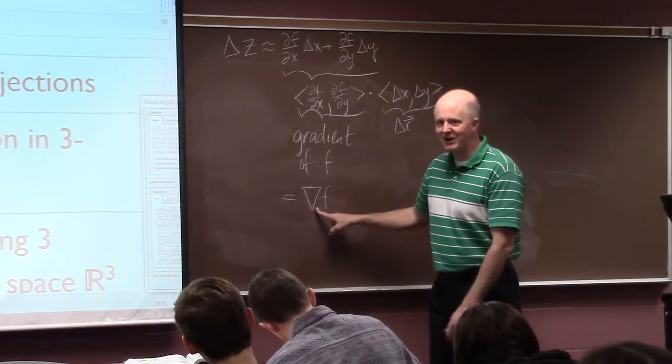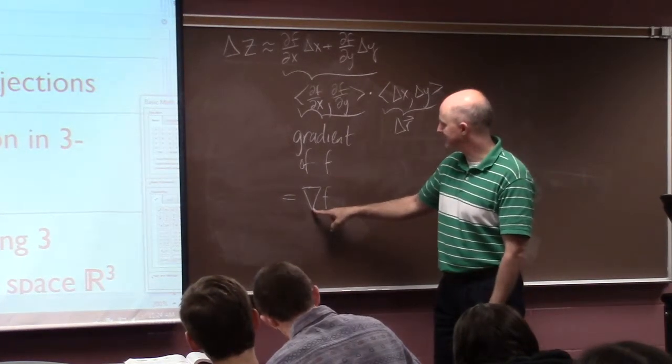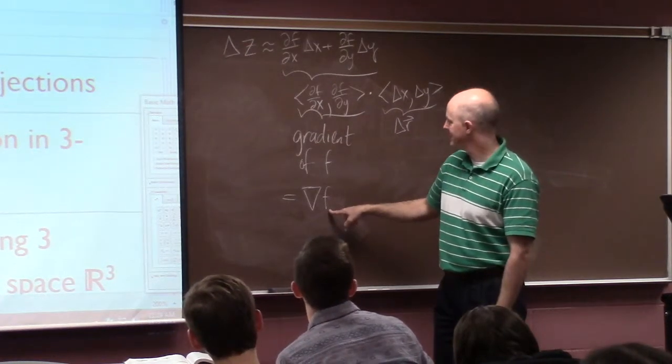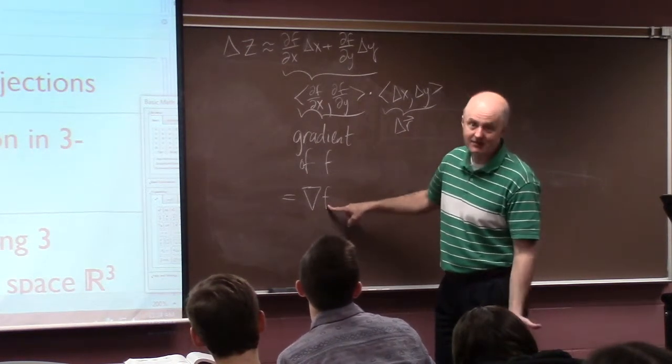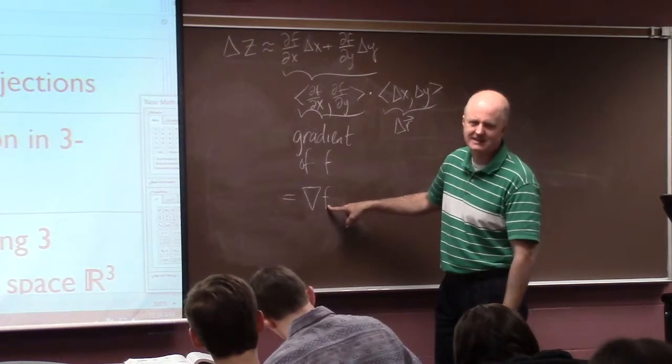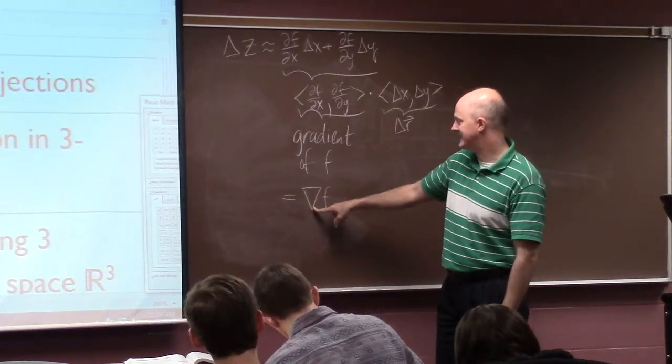It's usually not called triangle f. Sometimes people call it df, even though it doesn't look like a d. Sometimes they call it, well, the gradient of f. That's perhaps the safest thing to call it. Some people call it del.